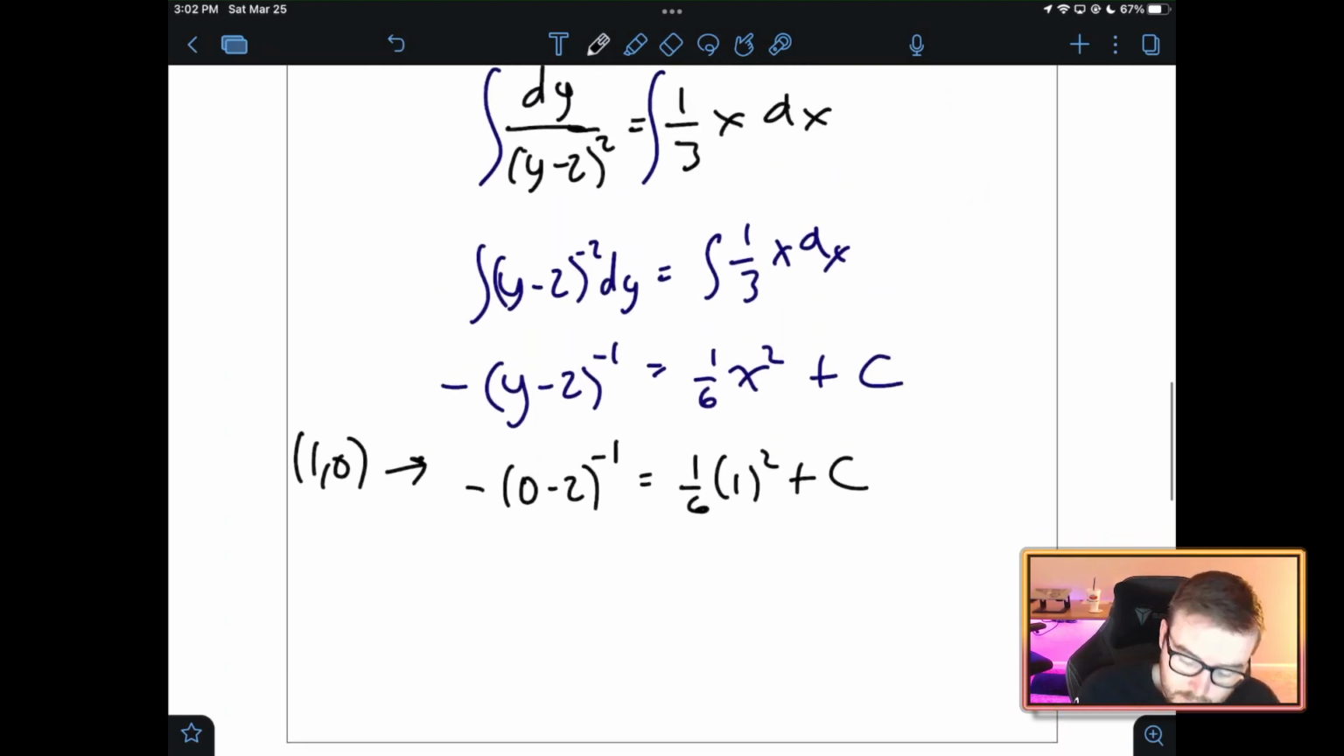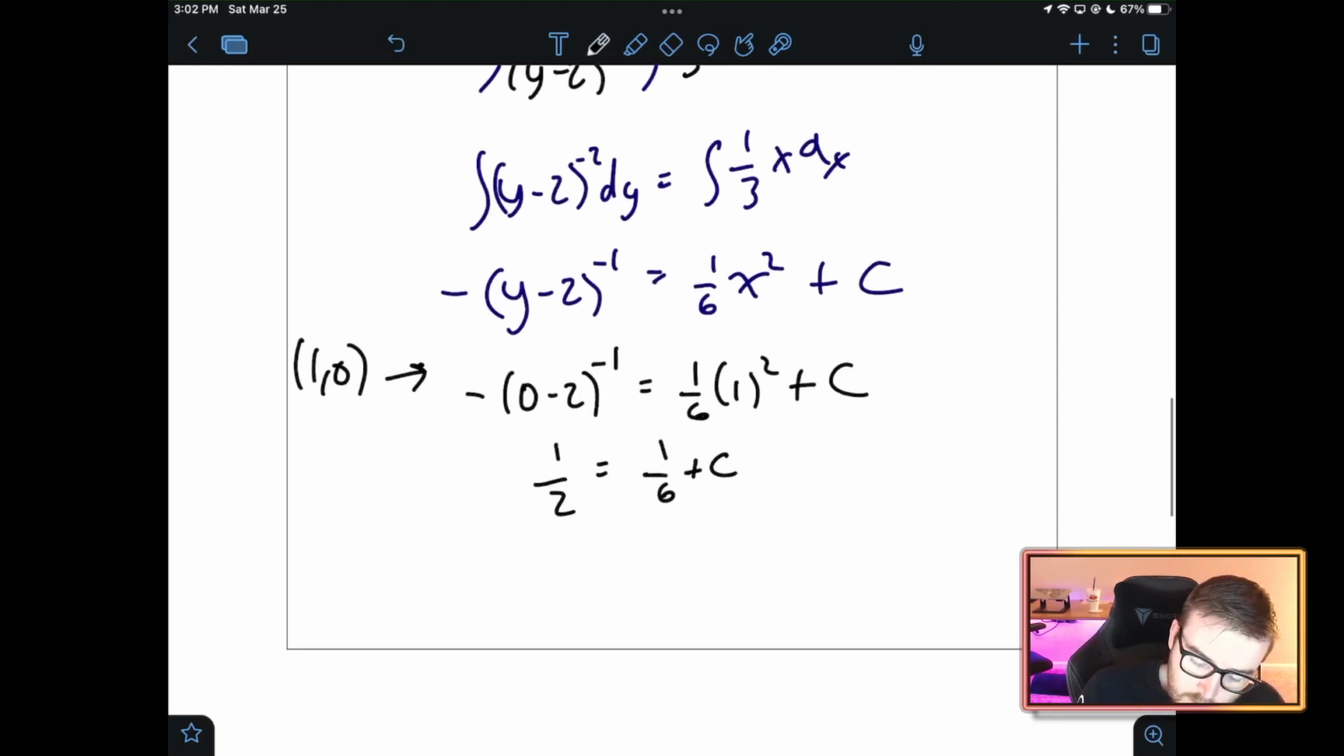I'm literally going to run out of room. Holy freaking cow. So this becomes negative 2 raised to the negative 1, which is going to be a positive 1/2, right? Equals 1/6 plus c. So 1/2 minus 1/6 equals c.